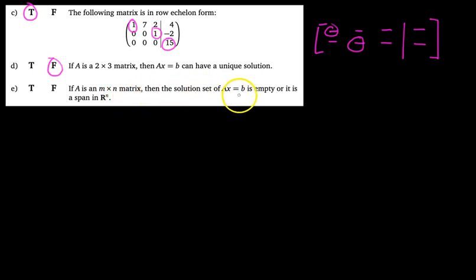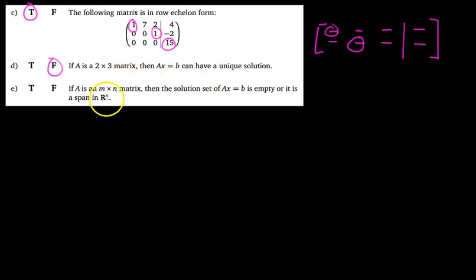Okay, then the last true or false: if A is an m by n matrix, then the solution set of AX equals B is empty, or it is a span in Rn. These are the kinds of questions that a lot of people say give them anxiety. They read it and they're overwhelmed, and they don't even know where to start. My advice is to take a deep breath. You have more time than you think. Just think it through and play around with what it tells you, and eventually you'll come to the right answer.